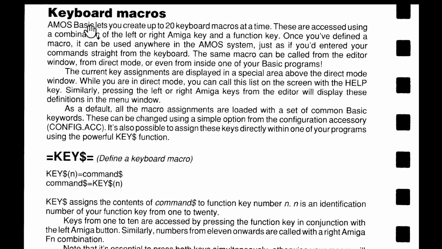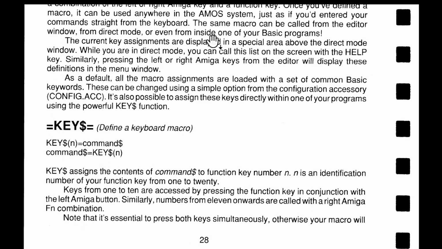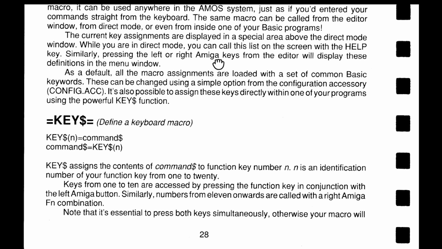Keyboard macros. AMOS Basic lets you create up to 20 keyboard macros at a time. These are accessed using a combination of the left or right Amiga key and a function key. Once you've defined a macro, it can be used anywhere in the AMOS system, just as if you'd entered your commands straight from the keyboard. The same macro can be called from the editor window, from direct mode, or even from inside one of your basic programs. The current key assignments are displayed in a special area above the direct mode window.